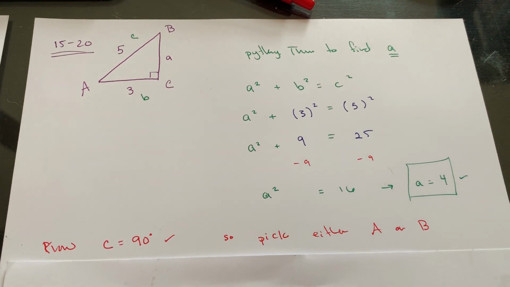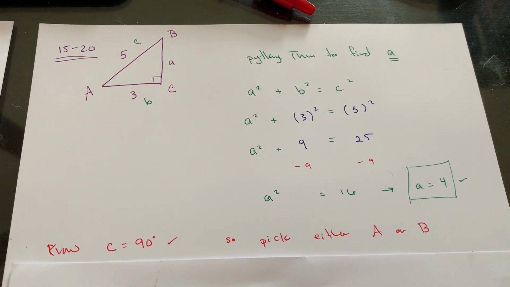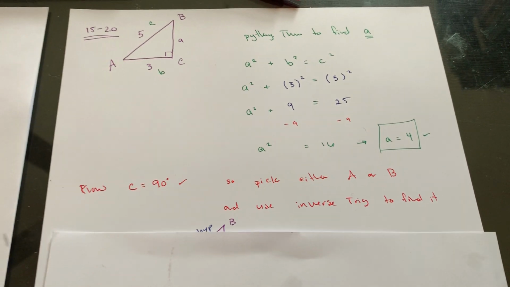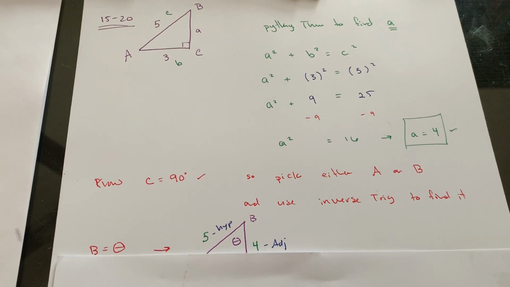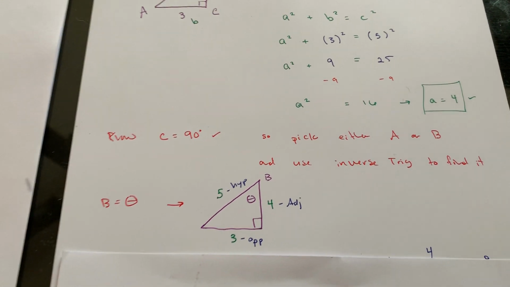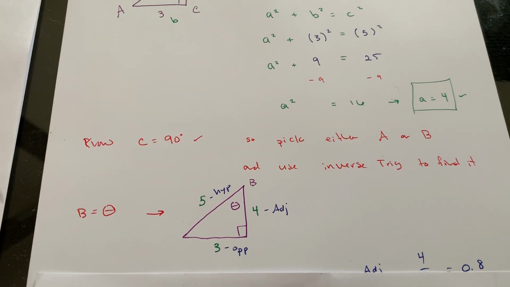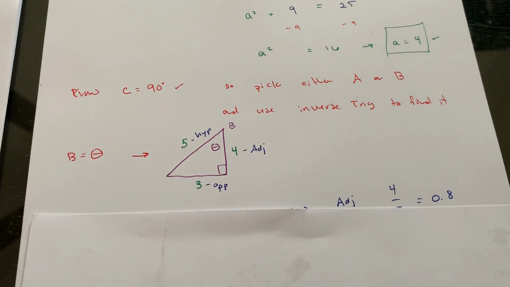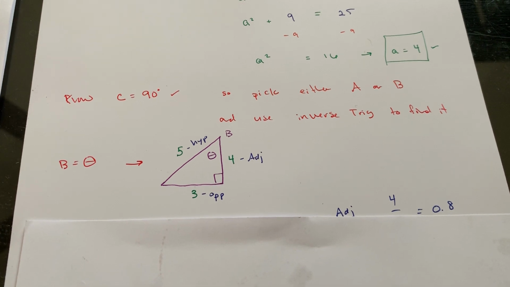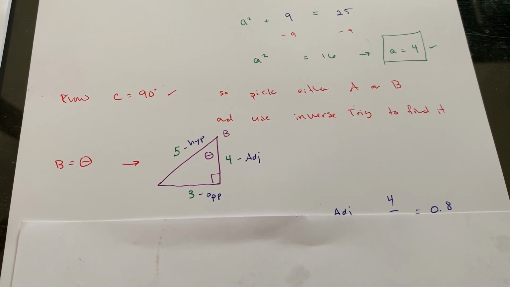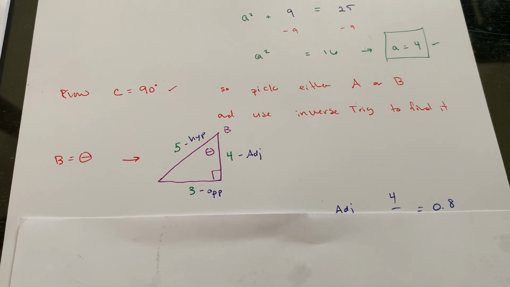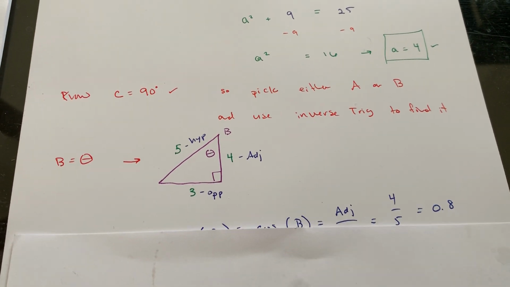From there, we know that angle C is 90 degrees, so we need to pick either A or B, and we're going to use the inverse trig to find it. I'm going to do B here just for a change of pace. We did A in the last one, so why not do B? Let every angle have a turn. B is in the upper corner. That means from the B perspective, side length 3 is the opposite, side length 4 is the adjacent, and 5, of course, as always, is the hypotenuse.